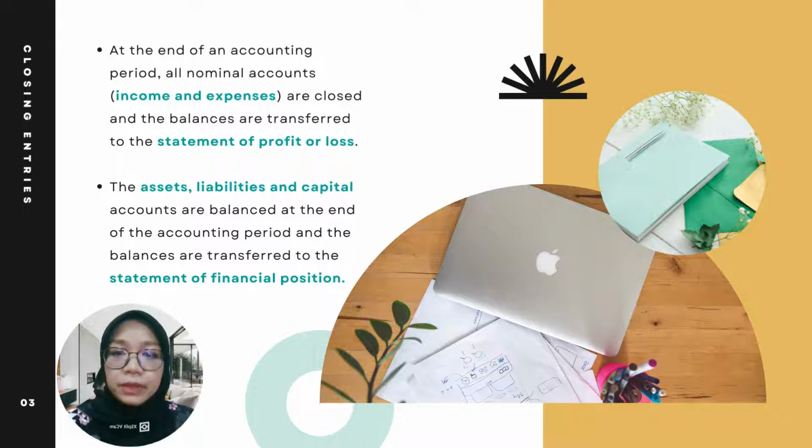Okay, at the end of the accounting period, at the end of the 12th month, all nominal accounts, income and expenses, are closed, and the balances are transferred to the statement of profit or loss. And then the asset, liabilities and capital accounts are balanced at the end of the accounting period, and the balances are transferred to the statement of financial position.